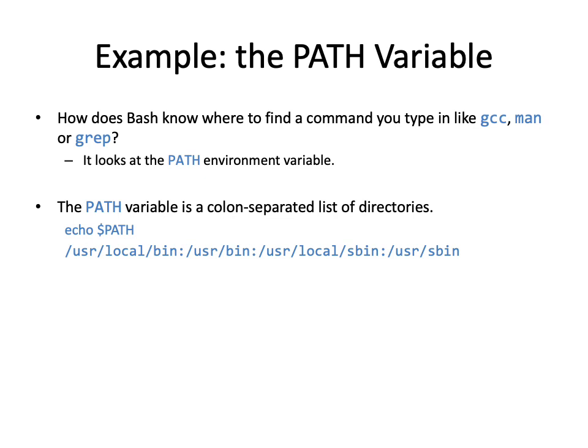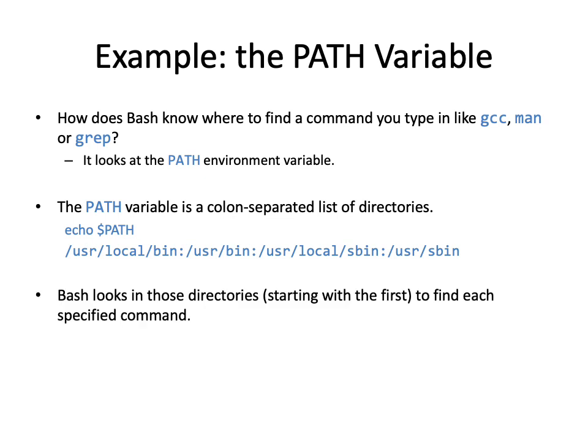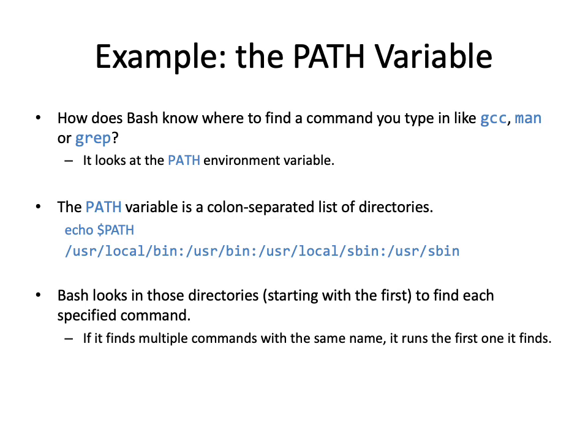So here I have a directory called /usr/local/bin, another directory called /usr/bin, another one called /usr/local/sbin, and then another one /usr/sbin. So those are 4 different directories that bash will look in if I type a command. Now there's actually one or two other directories that it might look in as well, but those are ones that it's going to try to look in first. So if I type in a command, then bash will look in those directories, starting with the first, to try to find each command that I type in. And whichever one it finds first, it will run that one first.